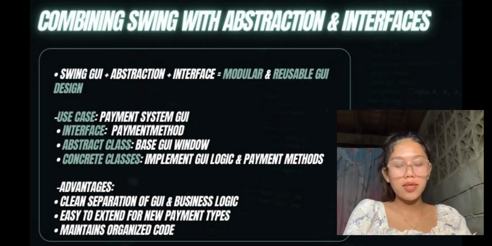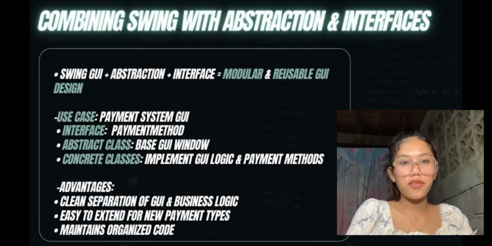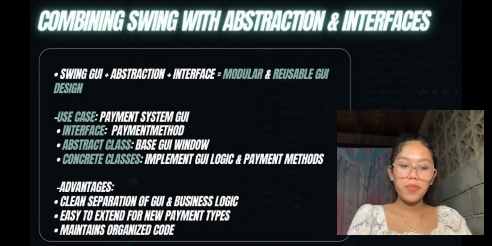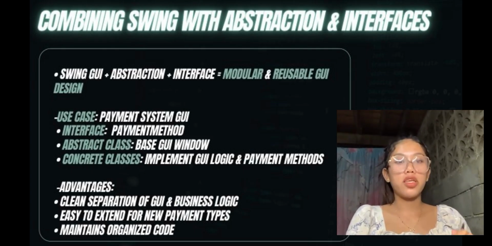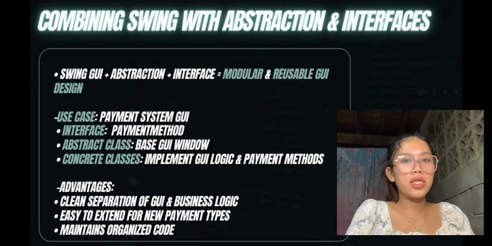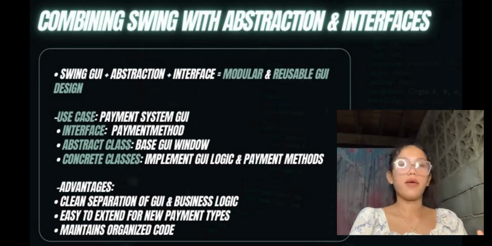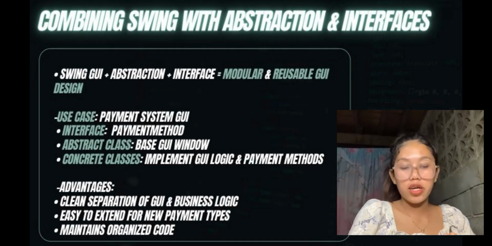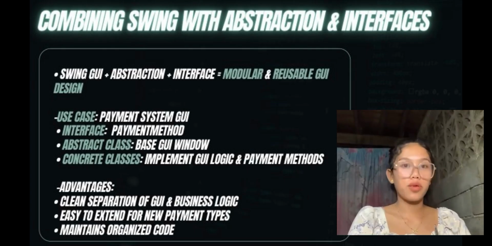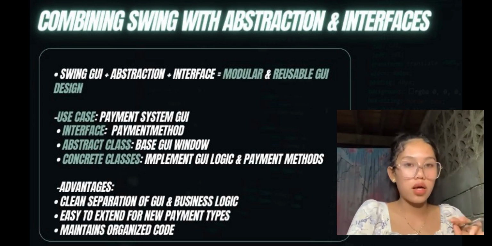So the next is combining Swing with abstraction and interface. Swing GUI plus abstraction plus interface is equal to modular and reusable GUI design. Okay, what is GUI design, or GUI? GUI stands for Graphical User Interface, a type of user interface that allows people to interact with computers and other electronics. Examples are icons, windows, and buttons.